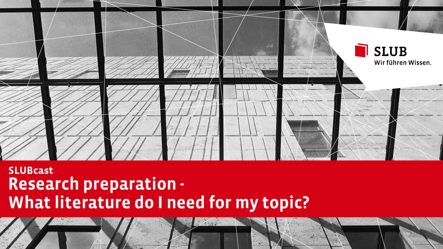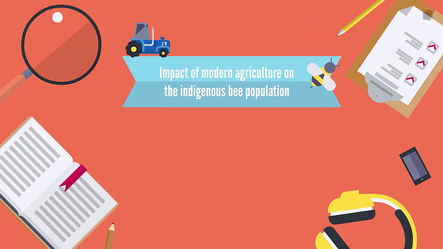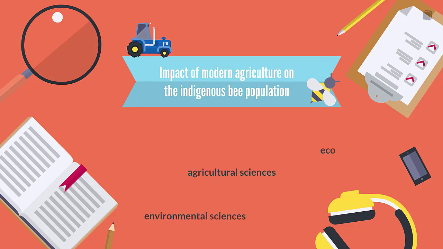What literature do I need for my topic? The first step has been taken. The topic has been chosen for your assignment, and it's clear from which subject areas literature is needed. But what kind of literature do I need?